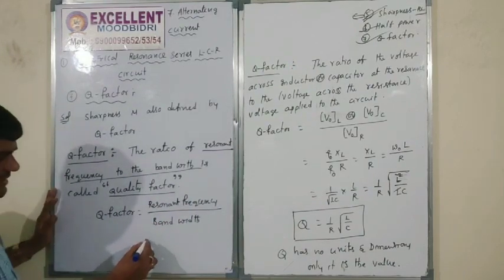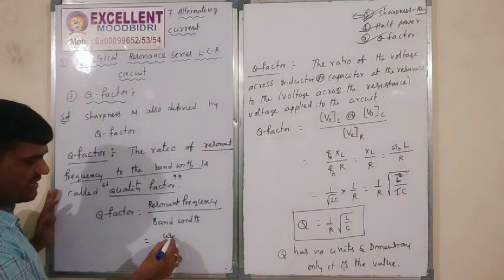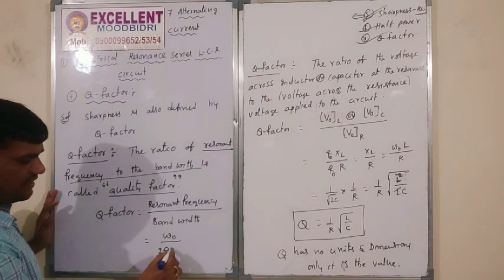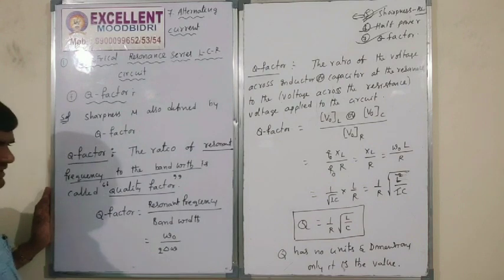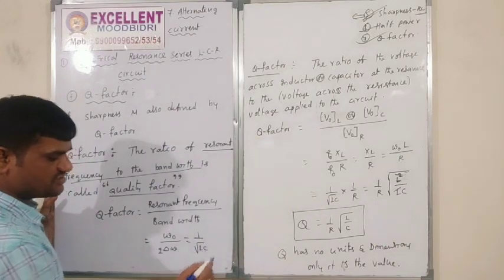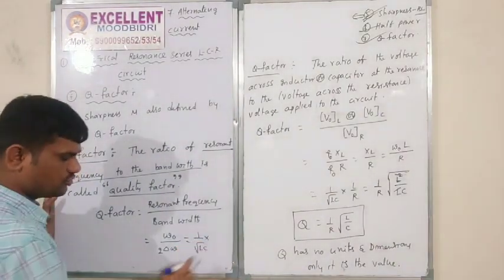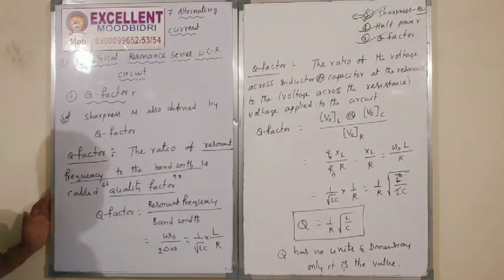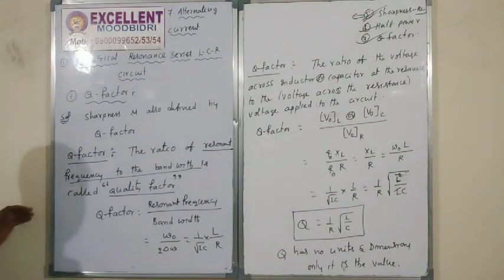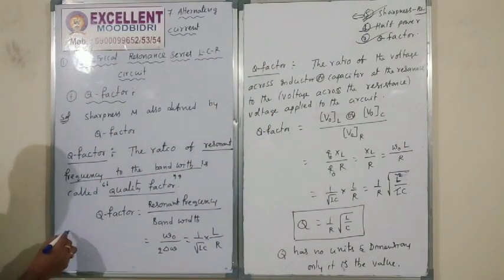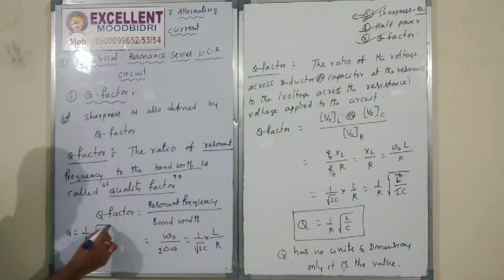What is the resonant frequency? Resonant frequency is omega naught only, right? By bandwidth, how much? 2 delta omega. What is omega naught? Omega naught is nothing but 1 over root LC, right? Into 2 delta omega. Just now I have given R by L, so L goes to the numerator. Correct? Therefore, I will write this one here. Q is equal to 1 by R root over L.